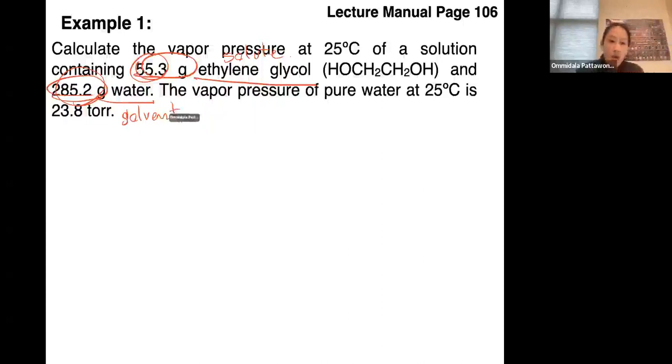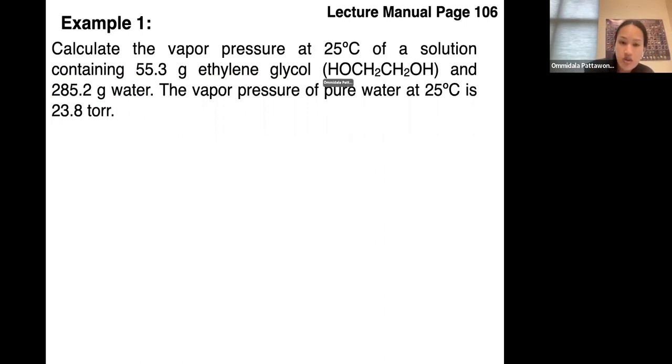In this case, we are going to assume that ethylene glycol is non-volatile because it doesn't tell us anything else. That means on the exam or even on the homework, if it doesn't give you the fact that the solute is volatile, you have to assume that it's the non-volatile scenario. In this case, it's giving us the vapor pressure of pure water at 25 degrees Celsius as well, and it's this many torr. So that means we know that this involves only one volatile solvent, and this is going to be a non-volatile solute.